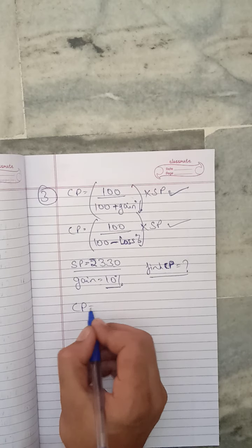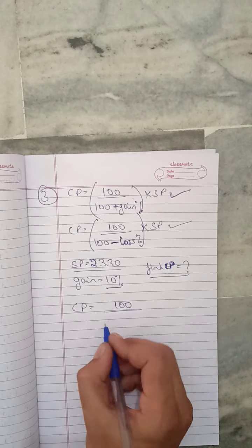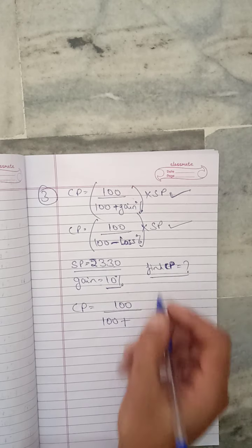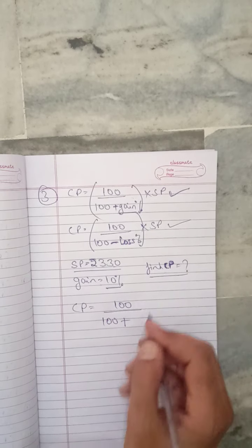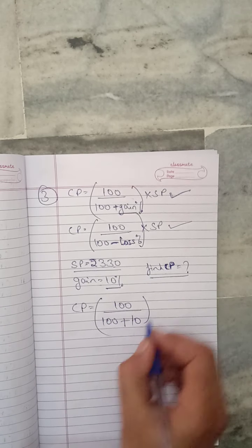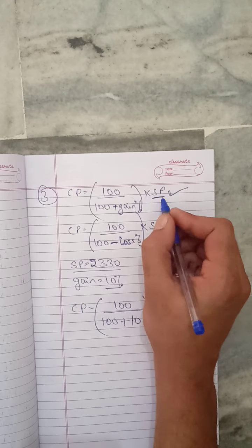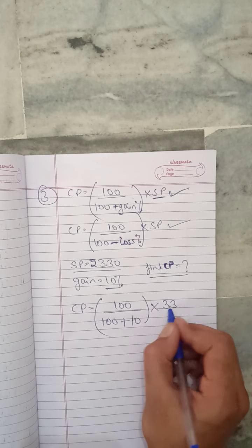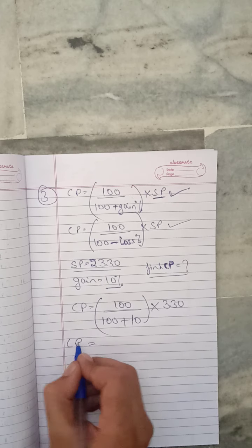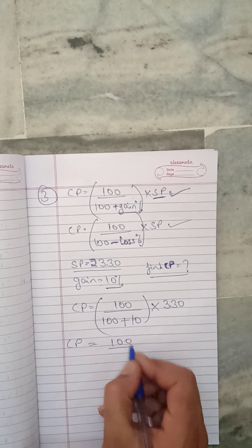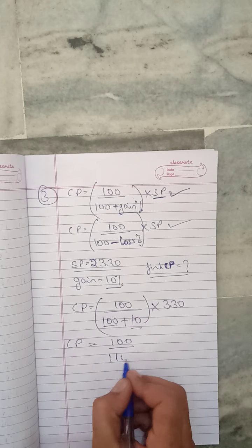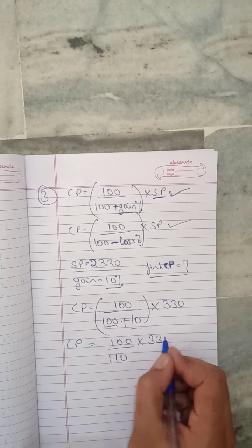Put the values in the formula. 100 upon 100 plus gain. Here gain is 10%. Into SP. What is given SP? 330. So CP comes out to be 100 upon 100 plus 10, 110 into 330.